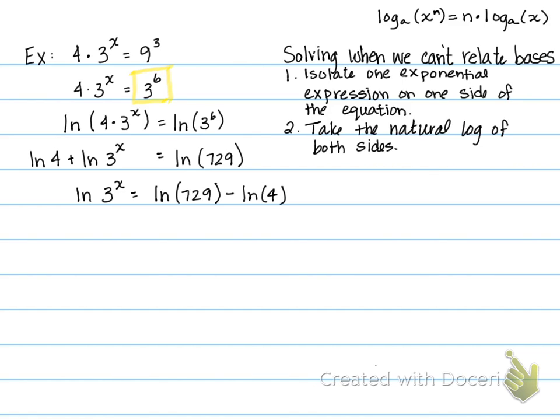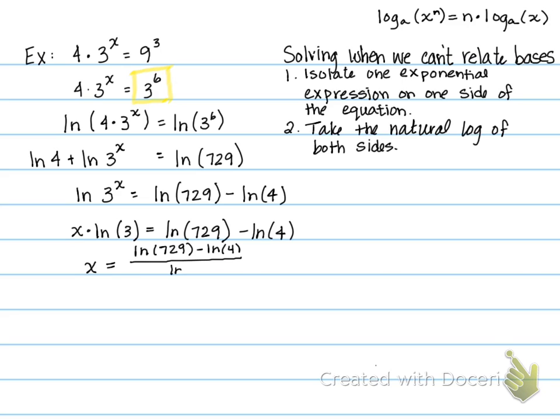So now I'm solving for x. I'm going to use my log rule to bring that x down as the coefficient. So this is x times the natural log of 3, and then the last thing to do is just isolate x. So I'm going to divide both sides by the natural log of 3. So x equals the natural log of 729 minus the natural log of 4, all over the natural log of 3.